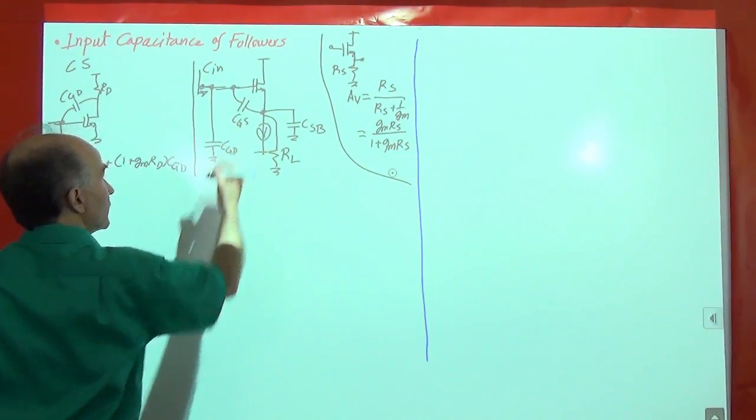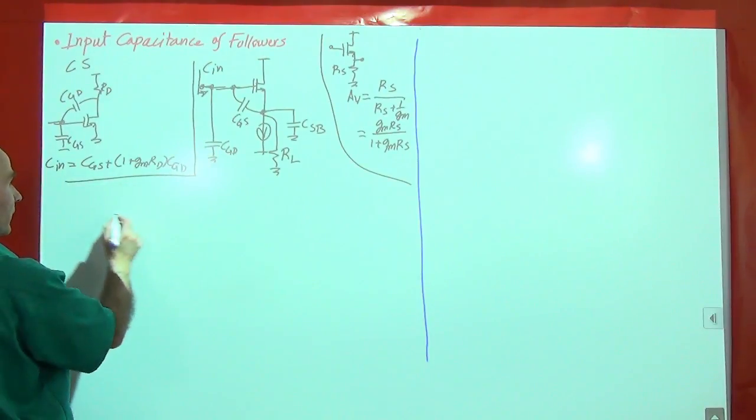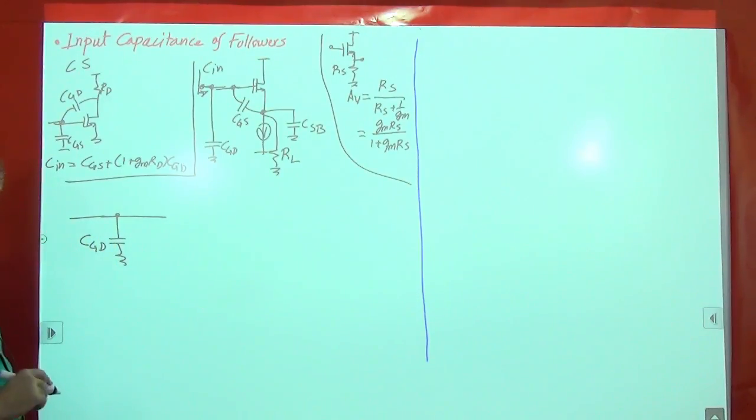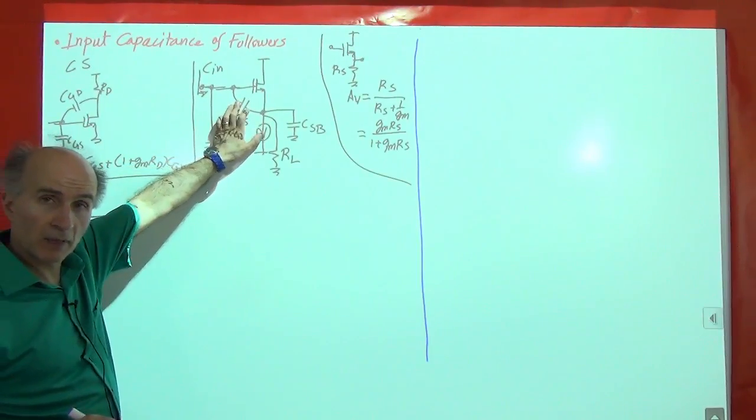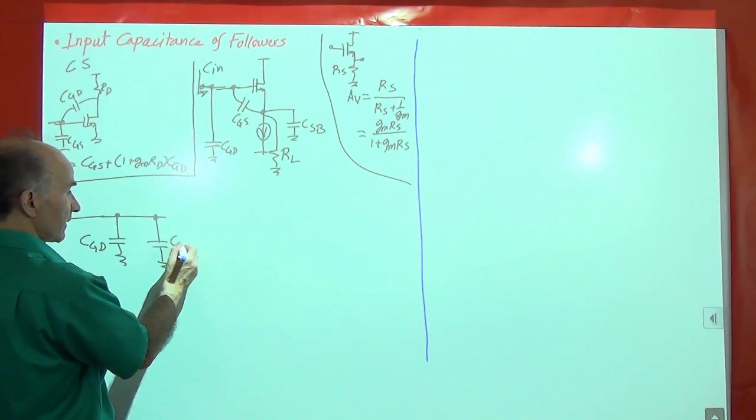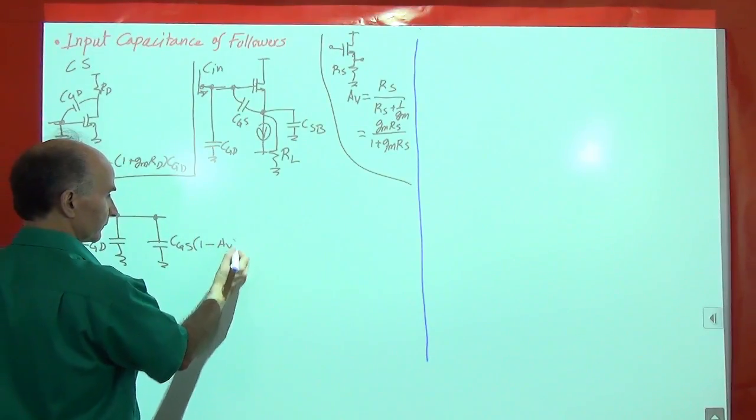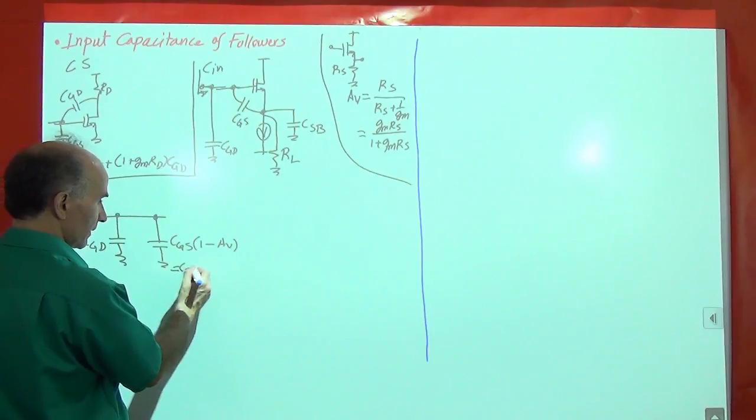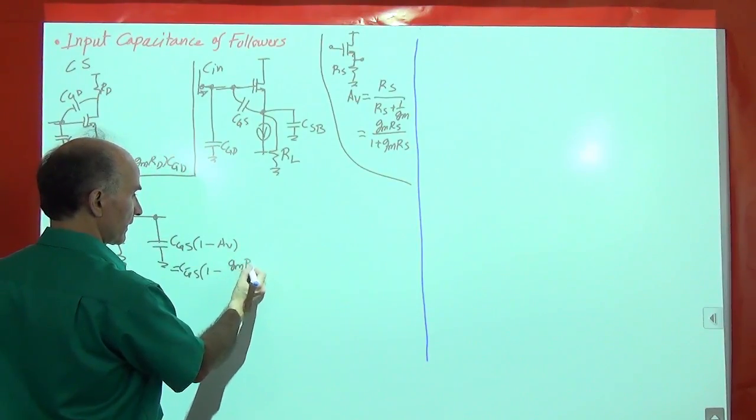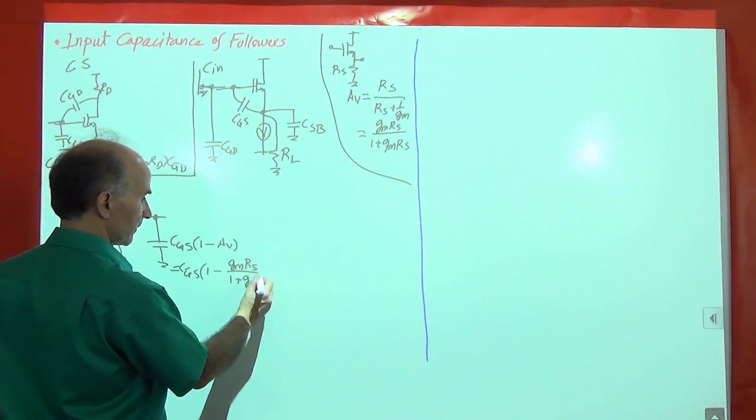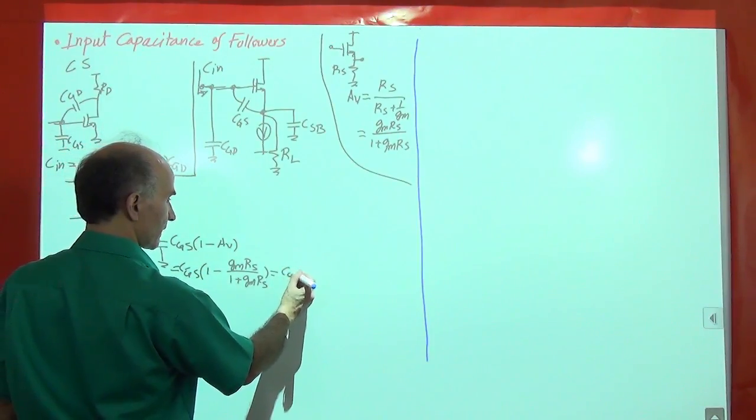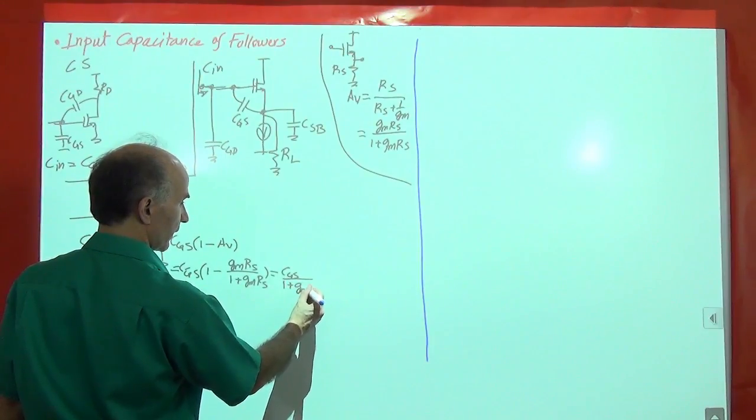All right, so let's try to decompose CGS. And I'm going to redraw the circuit. So here's what we have. We have CGD to ground. That's easy. Then this is decomposed according to Miller's theorem. And we will put one component of it here, which is equal to CGS times 1 minus AV. So that's equal to CGS times 1 minus... the gain is positive, right? The gain is positive. So GMRS over 1 plus GMRS. And we get cancellation here, so we have CGS over 1 plus GMRS.